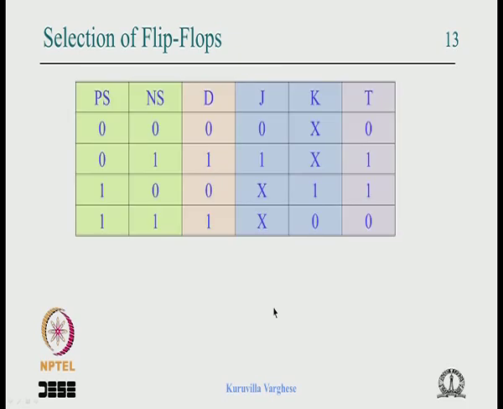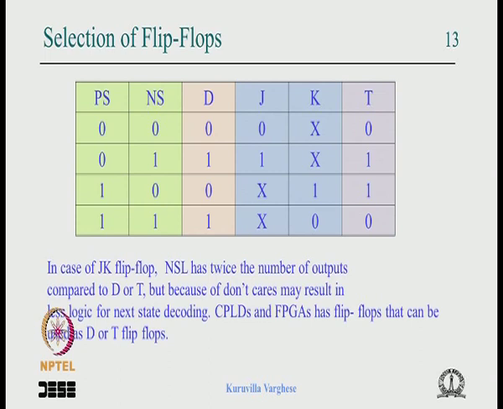And the last thing we have looked at was the selection of flip flop. If you use D or T or JK, what are the transition tables? We said with JK you have twice the number of outputs coming from the next state logic, but because of the don't cares maybe the area can be lesser than D and T. And FPGAs and CPLDs many a time have this choice between the D and T flip flop. The same flip flop can be used as D or T. So that was the last lecture.